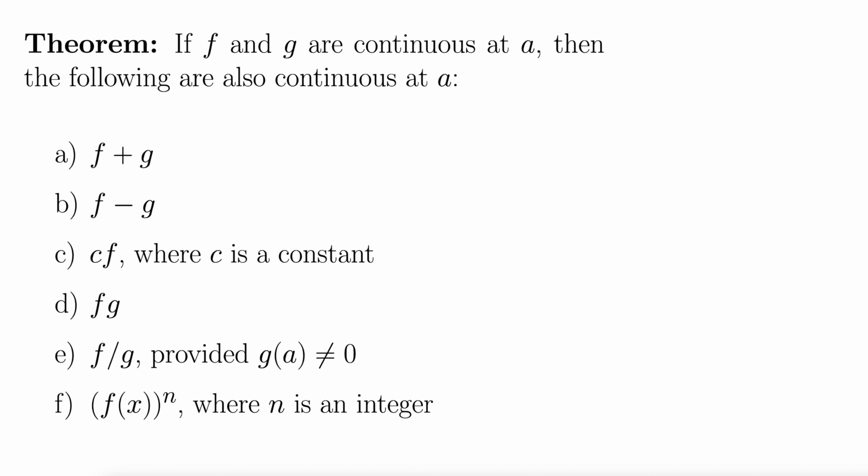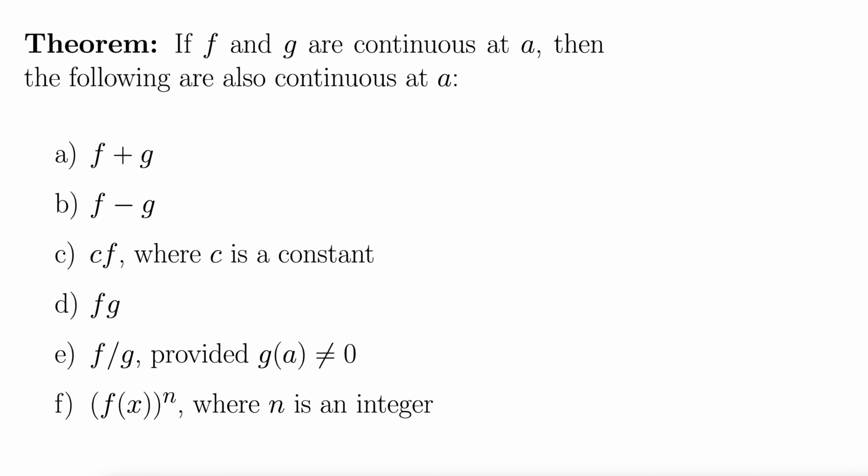So this theorem says if f and g are continuous at a, then the following are also continuous. F plus g, right? We can add two continuous functions together, we still get a continuous function. Same thing when we subtract them, when we multiply them by a constant, that's important. That's part C there. Part D, we can multiply two continuous functions together, we still get a continuous function. Part E says we can divide them, so getting our algebraic structure going here, as long as that g is not 0 at that point a. And we can take them to some integer n. We can raise them to powers.